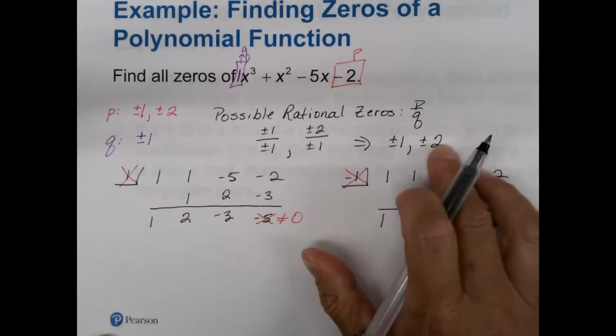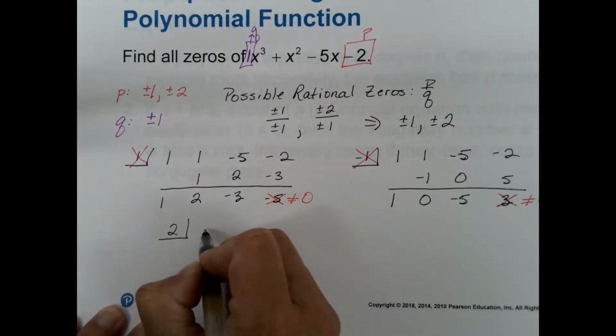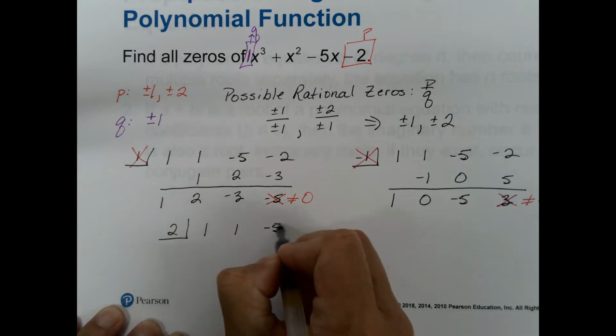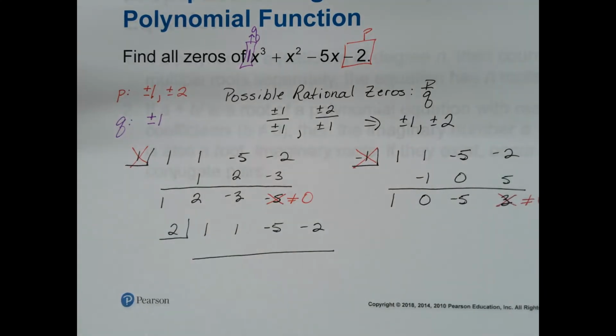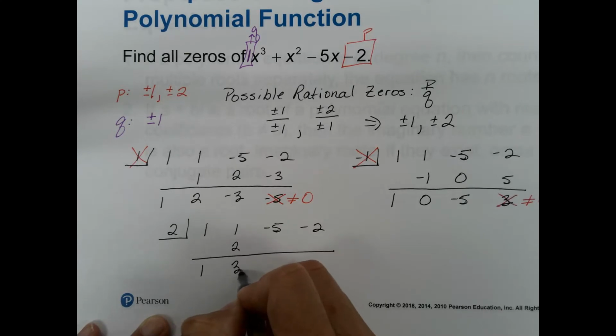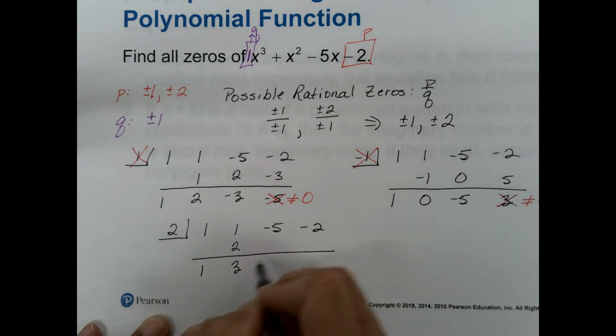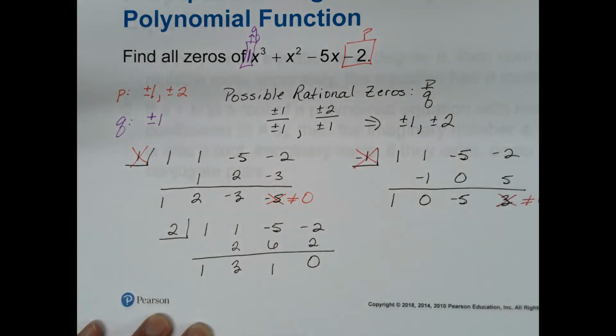Moving on in our list, we'll go to the +2. We'll put our 2 in the box. And do it all again. Bring the 1 down. 2 times 1 is 2. When I add here, I get 3. 2 times 3 is 6. When I add here, I get 1. 2 times 1 is 2. When I add, I get 0.